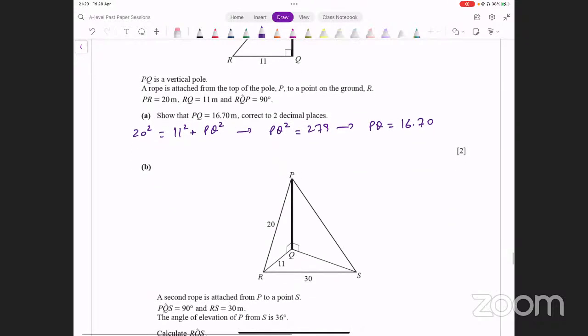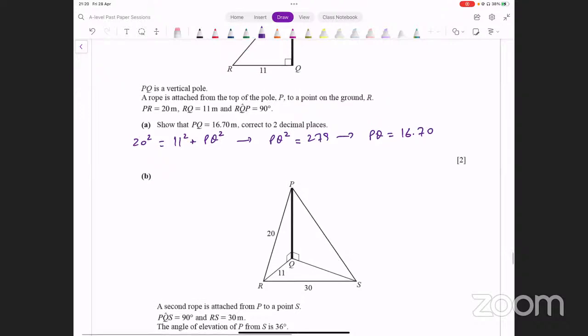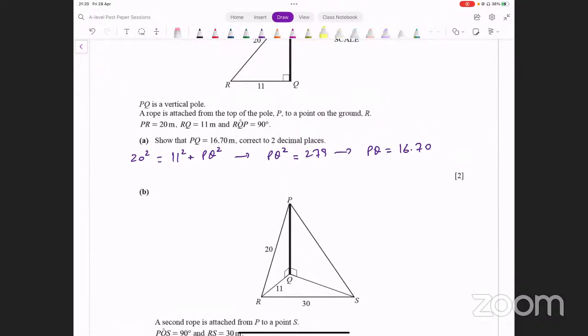Now part B says a second rope is now attached from P to a point S. Okay, देखिए पहले वाली फिगर आपको उसने यहाँ पे शो कर दिया साइड में. ठीक है, ये पहले वाली फिगर है, राइट एंगल ट्राइंगल है उसी तरह से. PQ की लेंथ आपने निकाल ली है, PQ की लेंथ कितनी आ रही है? 16.70. This is 16.7.